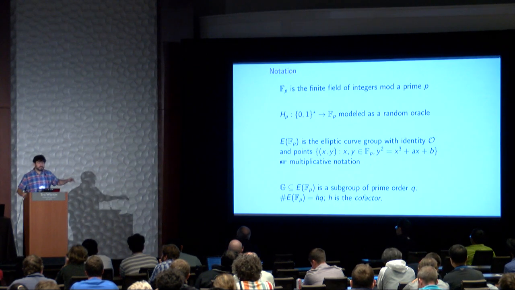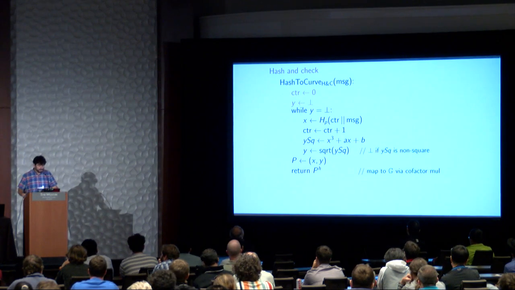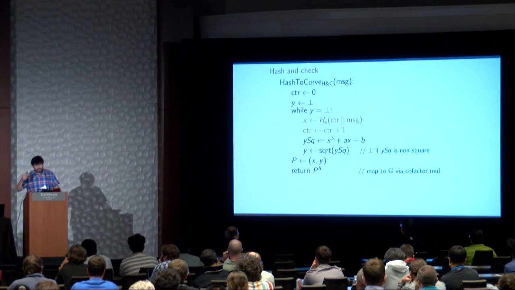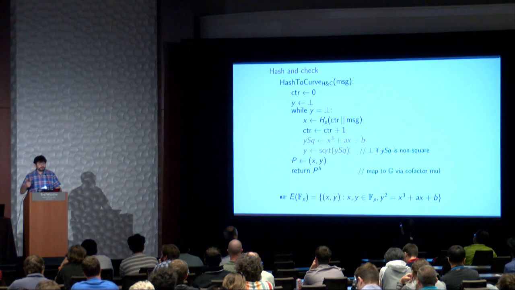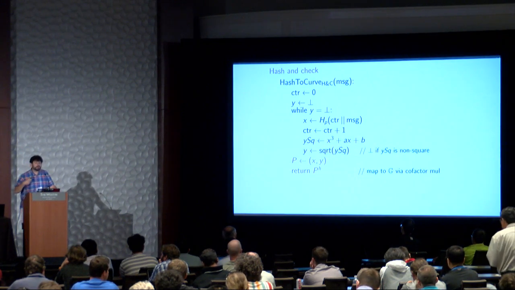Okay, so all this mind-numbing notation out of the way, let's hash to a curve. Let's do it. So this procedure is called hash and check. And the idea is first we're going to initialize a counter, and then until we found a point, we're going to loop. And first we're going to generate a uniformly random candidate x coordinate by hashing the next value of the counter with our input message. And then we're going to check whether there's a solution to the curve equation for this x coordinate. Now, if there isn't one, we keep trying. But if there is, that means we found a point on the curve.